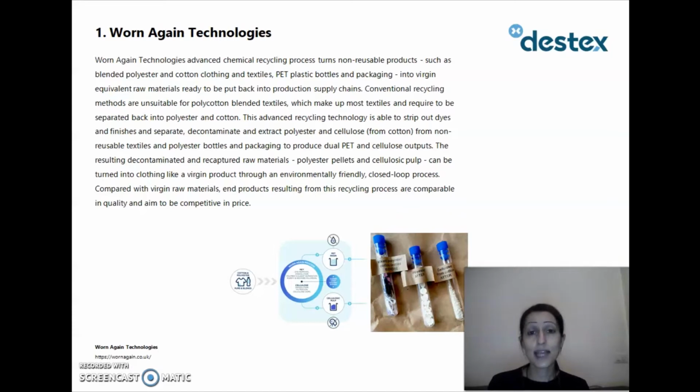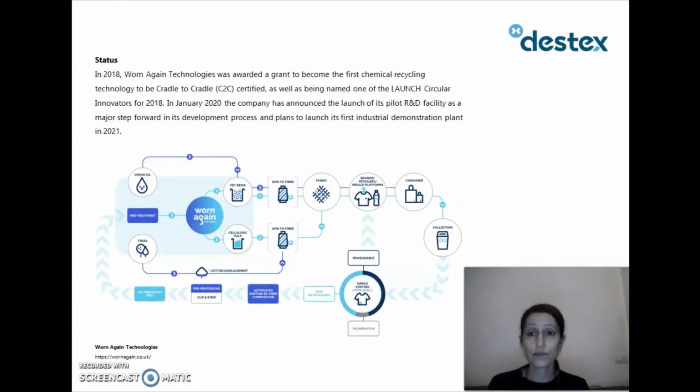This advanced recycling technology is able to strip out dyes and finishes and separate, decontaminate, and extract polyester and cellulose from non-reusable textiles and polyester bottles and packaging to produce dual PET and cellulose outputs. The developing company was awarded a grant to become the first chemical recycling technology to be cradle-to-cradle certified.